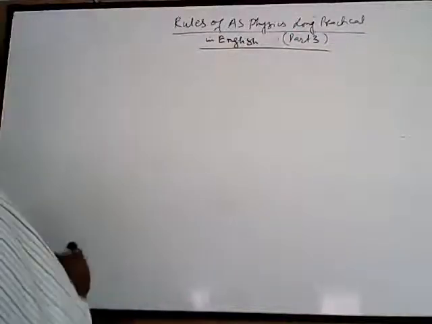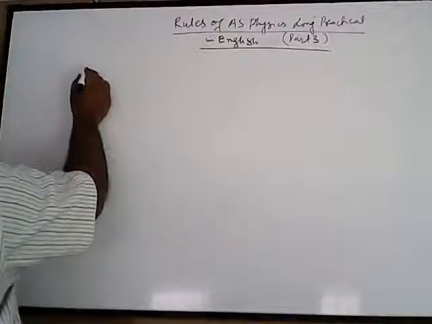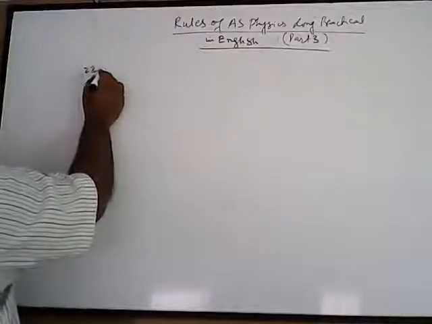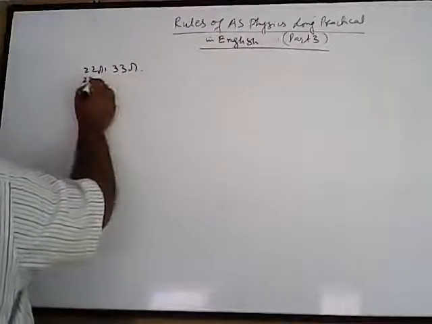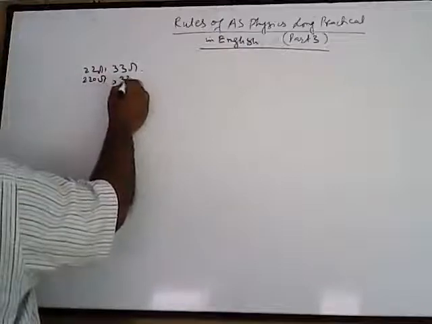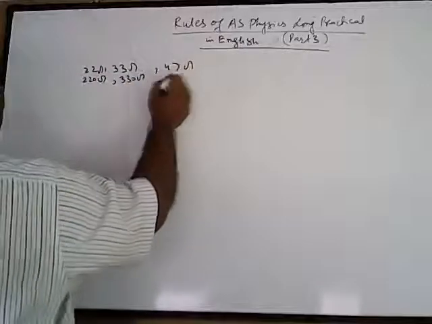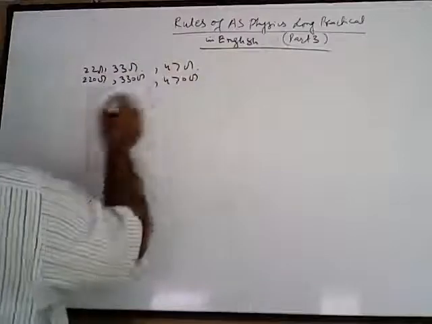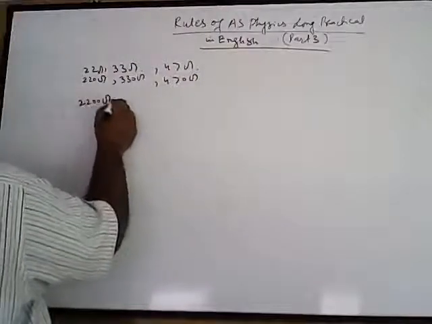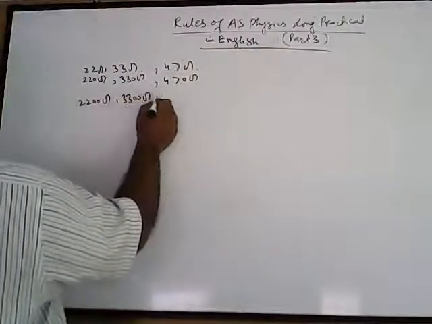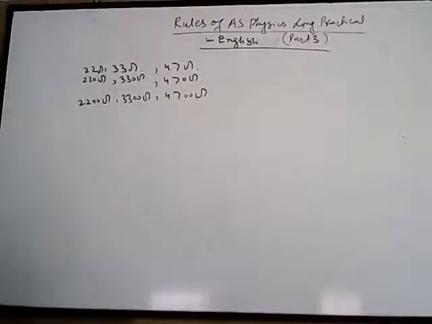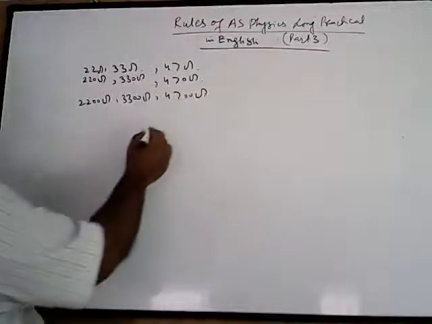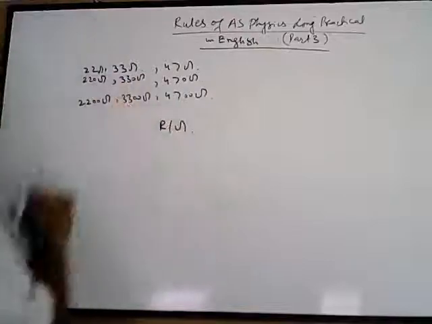Suppose different resistances are given: 22 ohms, 33 ohms, 220 ohms, 330 ohms, 47 ohms, 470 ohms, 2200 ohms, 3300 ohms, 4700 ohms. These are the 9 values given, and you are supposed to vary this one. This is your independent variable, so R in ohm. Now which values should I take?